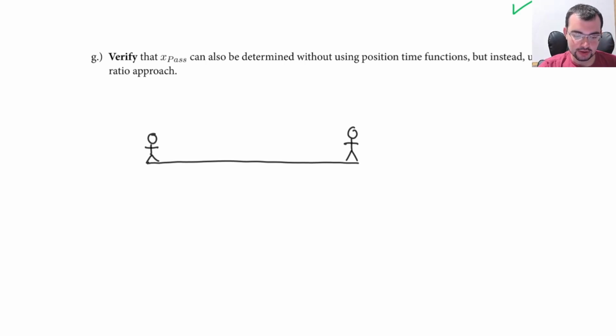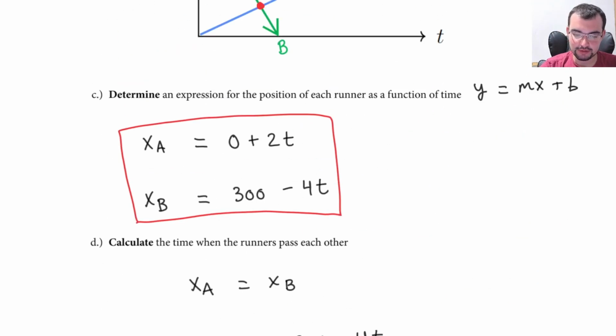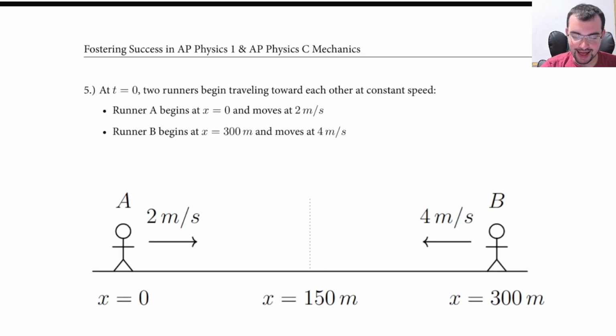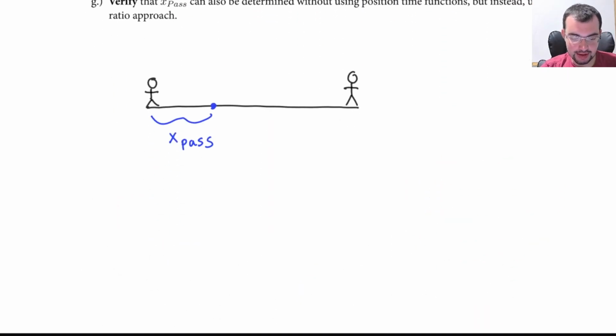So we already know that they're going to pass on A's side. So they're going to pass maybe like here. We can call this distance x pass. So what we mean by a ratio approach is we just think about the fact that since runner A is moving at half the speed of runner B, that means that if runner A went this distance, x pass, runner B must have gone twice that distance. And also, using our good old friend segment addition from geometry, we know that the whole distance was 300 meters.